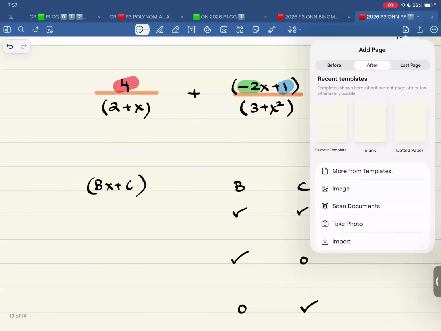And let's go on the next page. And now, what does the question say? The question says, let me copy this thing.